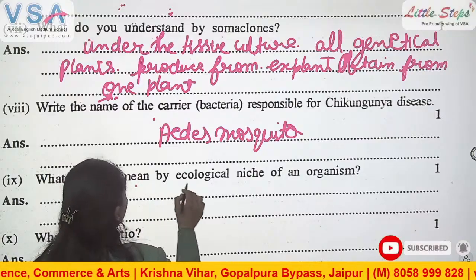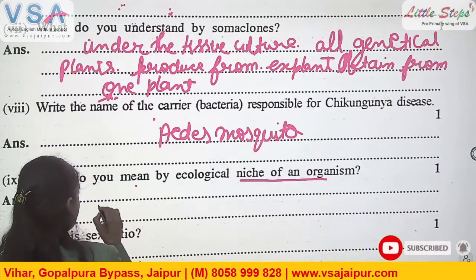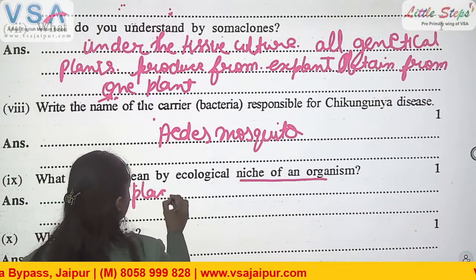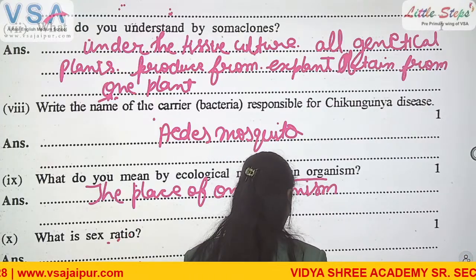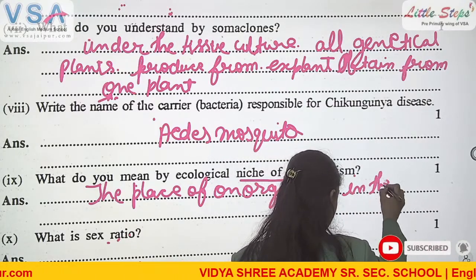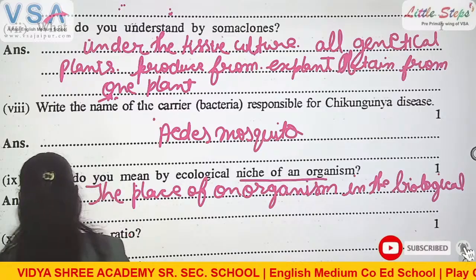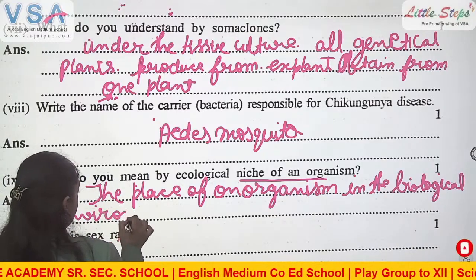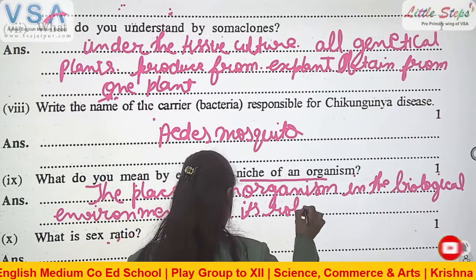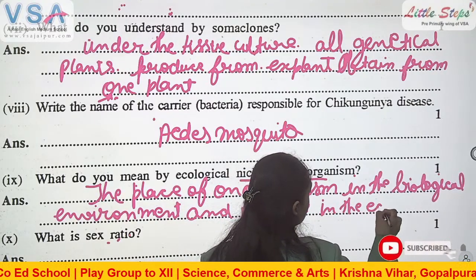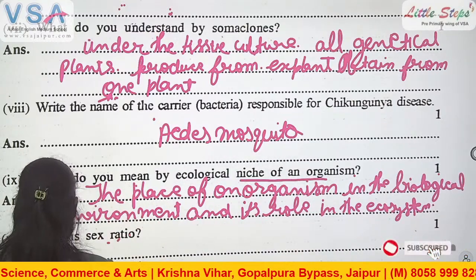The next is, what do you mean by the ecological niche of an organism? So here it will be the place of an organism in the biological environment and its role in the ecosystem. Okay, ecological niche. This is known as the ecological niche.